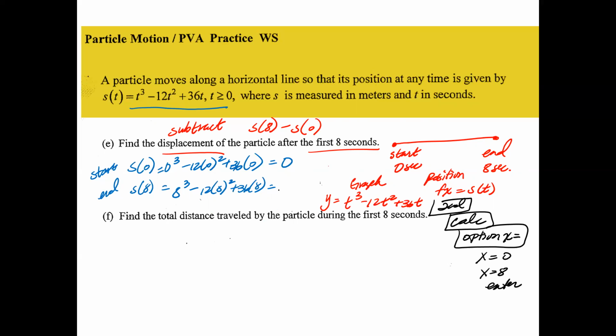And this is actually going to give you something of 32. So then you're going to subtract the 2, because the displacement is the distance between the 2 right here. So you subtract it, and it's just going to give you 32 meters. And that is your answer. That is the displacement of the particle after the first 8 seconds.